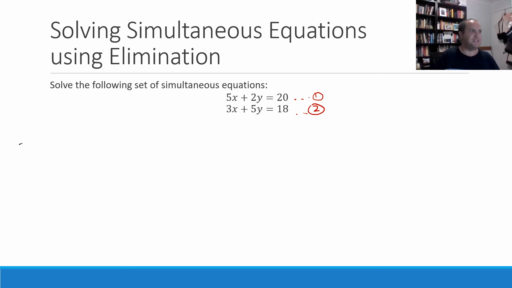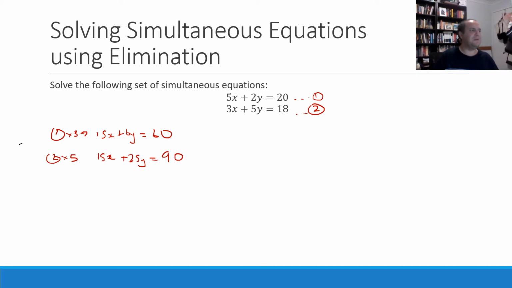Right? So if we change the coefficient of x in the first equation to 15, and the coefficient of x in the second equation to 15, we'll be able to eliminate those. So equation 1, we're going to multiply by 3. That'll be 15x plus 6y equals 60. And then equation 2, we're going to multiply by 5. So that'll be 15x plus 25y equals 90.